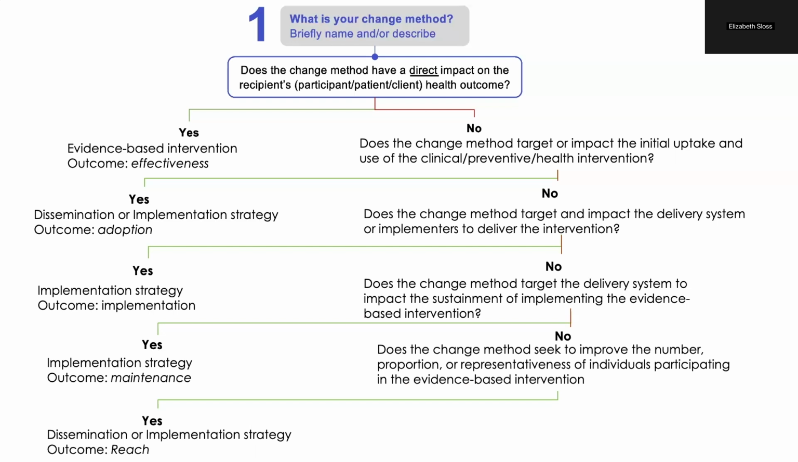Well, let's say that it's not targeted at the delivery and the delivery quality. So we go to our next question and we say, does the change method target the delivery system to impact the sustainment of implementing the evidence-based intervention? If yes, that's a pretty straightforward one. You're looking at maintenance of the evidence-based intervention. If no, does the change method seek to improve the number, proportion, or representativeness of individuals participating in the evidence-based intervention? If yes, then it's a dissemination strategy from my perspective, and it's focused on reach.